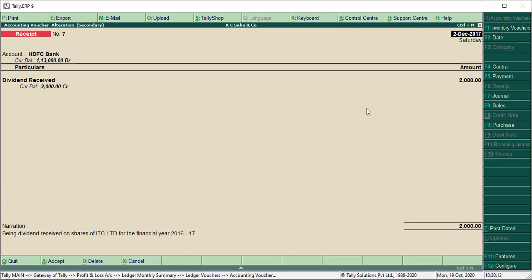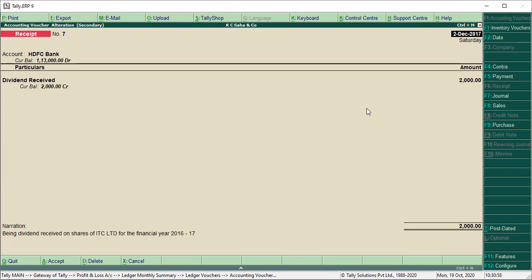But the narration is saying that you have received the dividend for the financial year 16-17. That means you were not even holding the shares in the financial year 16-17. You made the investment only in the year 2017. So from financial year 2016-17, how did you get the dividend? You were not holding the shares then. That means you got that year's dividend because whoever you purchased from must have held the shares, so you got their dividend. This dividend received of ₹2000 is not yours.